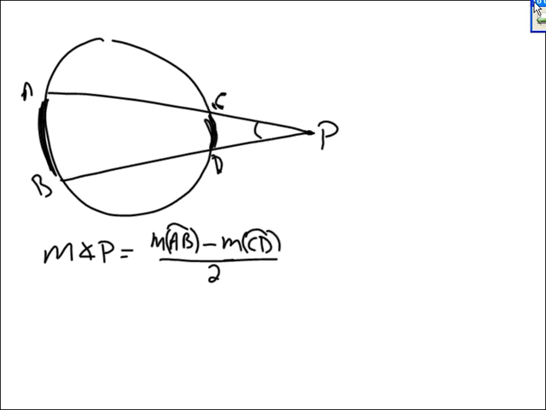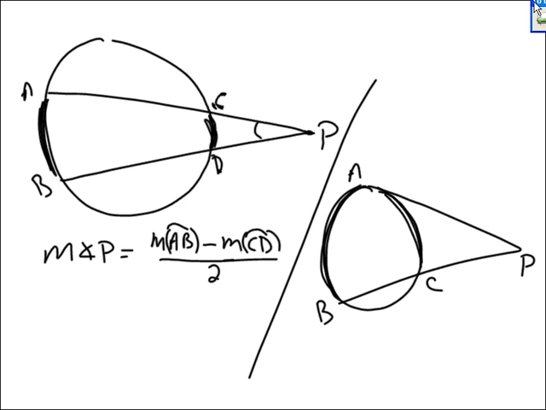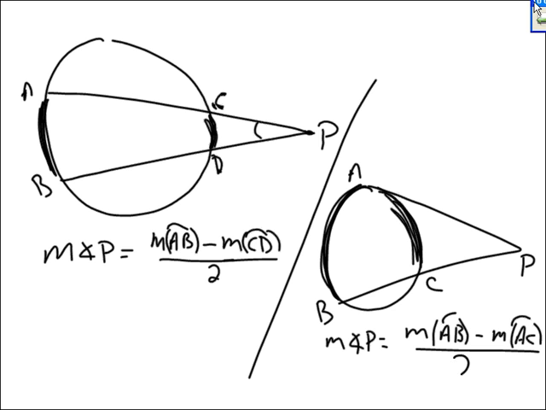And if you have a tangent secant, this is P. You have this arc cut off, AB, and you also have that arc cut off, AC. The theorem is exactly the same. The measure of angle P is the big arc minus the little arc over 2.